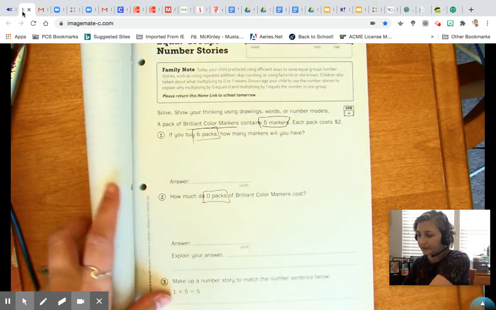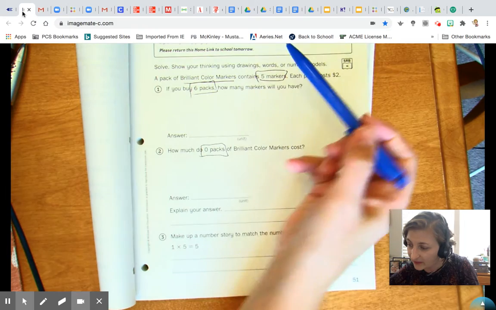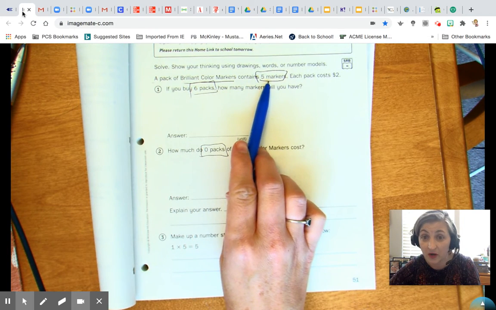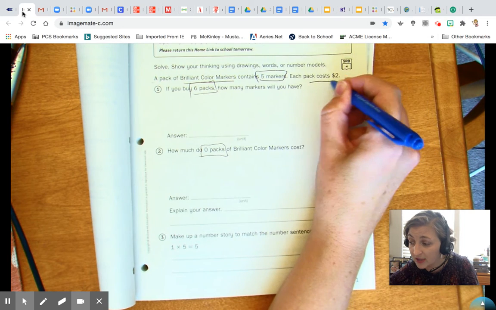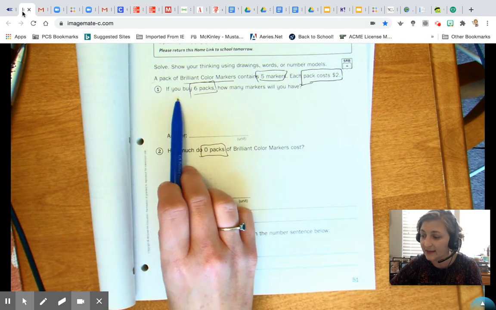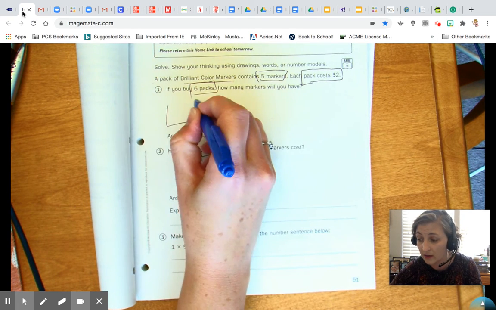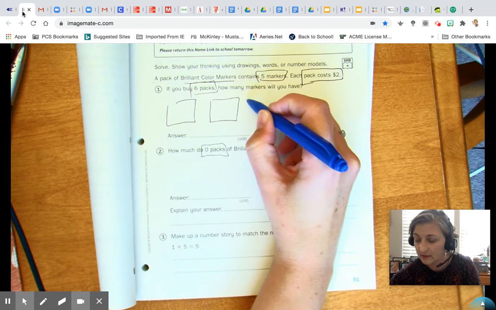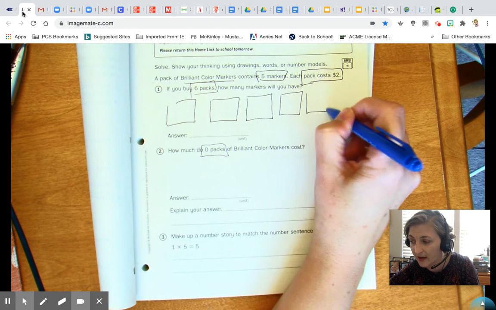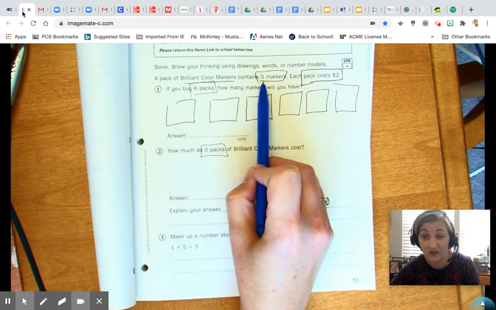Here's your home link. It's just like the stuff we just did. Okay. And we're going to be looking at this information. So it says a pack of brilliant color markers contains 5 markers, and each pack costs $2. Okay. So this says if you buy 6 packs, how many markers will you have? So I'm going to draw my 6 packages. 1, 2, 3, 4, 5, 6. How many are going to go inside of each package? There's going to be 5 markers.